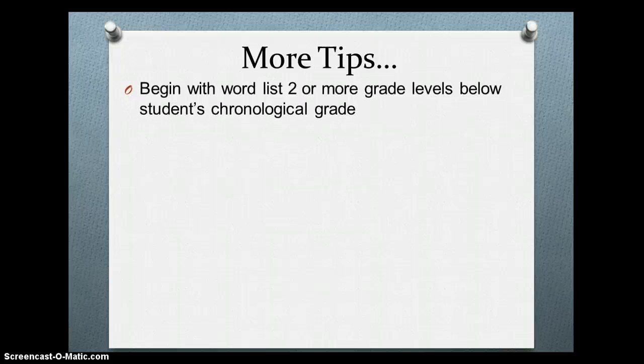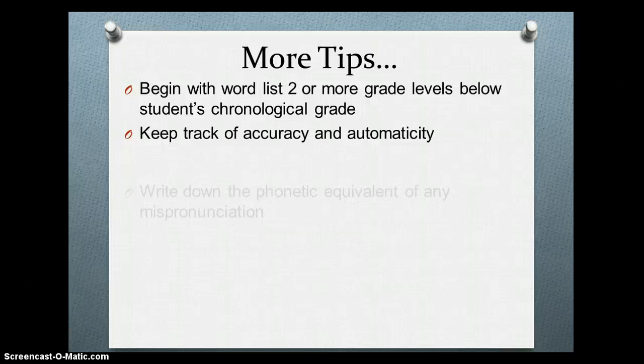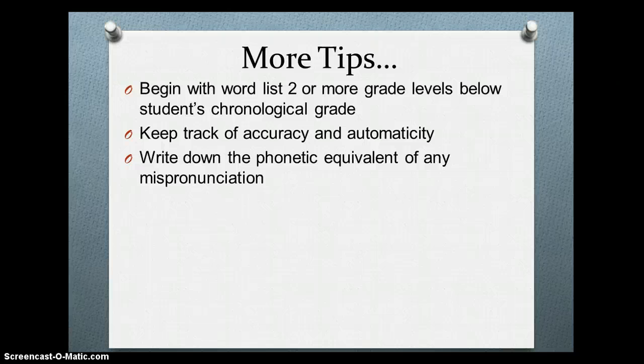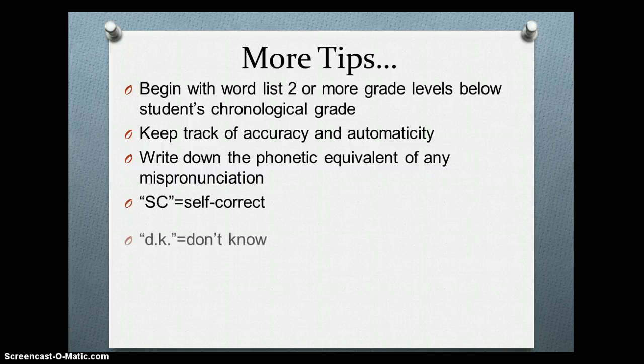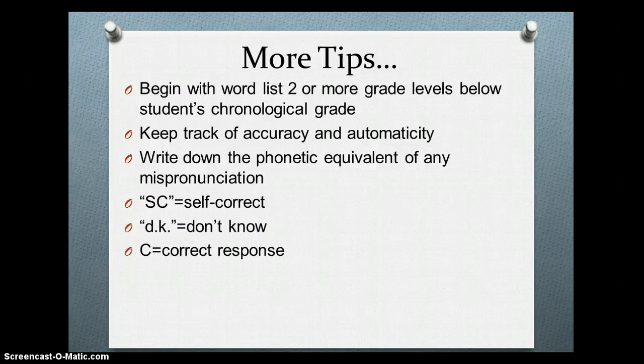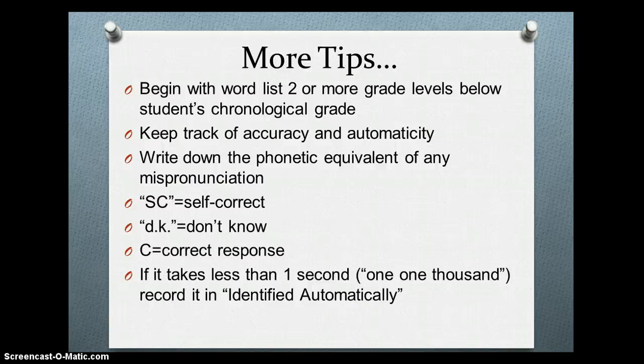More tips: begin with word list 2 or more grade levels below students' chronological grade. That way they're not being frustrated if they are below grade level. Keep track of their accuracy and automaticity. Write down the phonetic equivalent of any mispronunciation so you can analyze that. Write down SC if they self-correct, DK for don't know, C for correct response, and then again, if it takes less than 1 second, where you say 1/1000, record it in identified automatically, and if it takes longer than that, it just goes in identified.